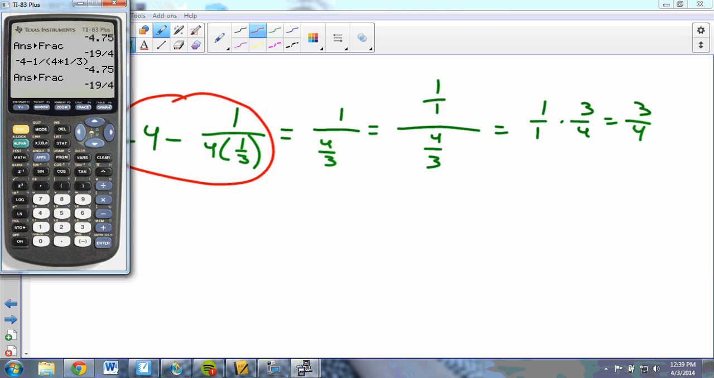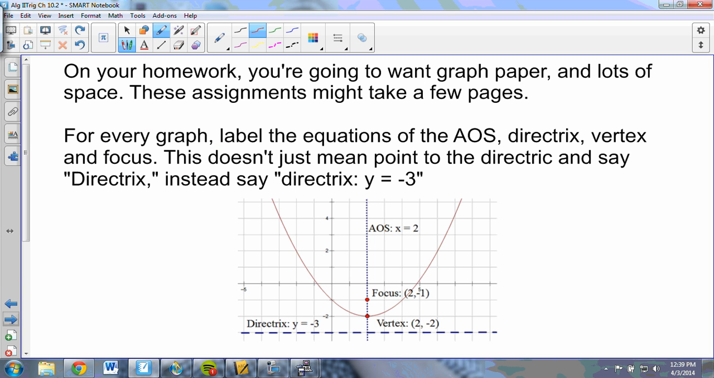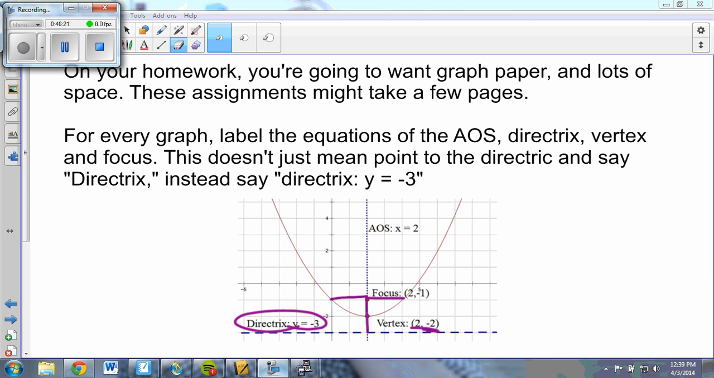Okay, questions about that at all? Finally, your homework when you do your graphs. I want you to label the focus, label the directrix, label the vertex. That doesn't mean just write directrix. I mean literally write the equation of the directrix. The vertex is the point 2, -2, and the focus is the point 2, -1. You can always find your t if you want your t. The t is there to be had also. But why don't you start working on homework, and I'll come around and check off the last 2 assignments and video.